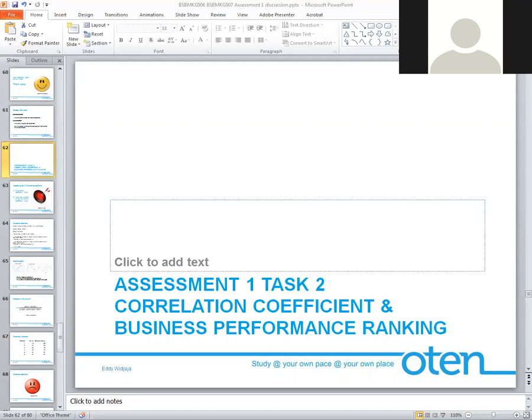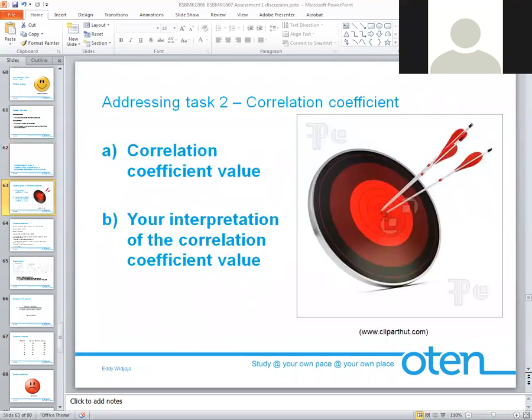Now we come to the last part of this assessment advice presentation. This includes the correlation coefficient and business performance ranking. Okay, we are going to discuss the business performance ranking briefly because it is also one of the tasks that we need to complete for this one. The tasks include the correlation coefficient value and also your interpretation of the correlation coefficient value.